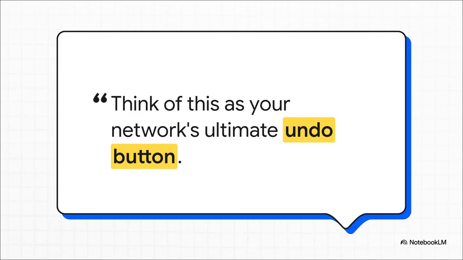So what happens when a change goes south? We've all been there, that sinking feeling in your stomach. Well, a configuration rollback feature is your network's ultimate undo button. A single bad change that could normally bring down a service for hours can be reversed in just minutes. You can instantly restore a device to its last known good state and get everyone out of crisis mode.